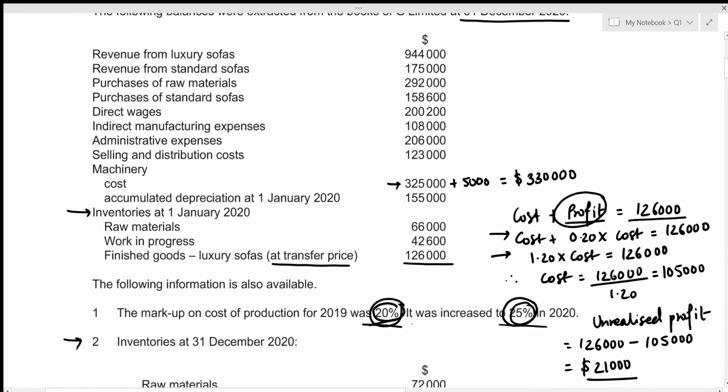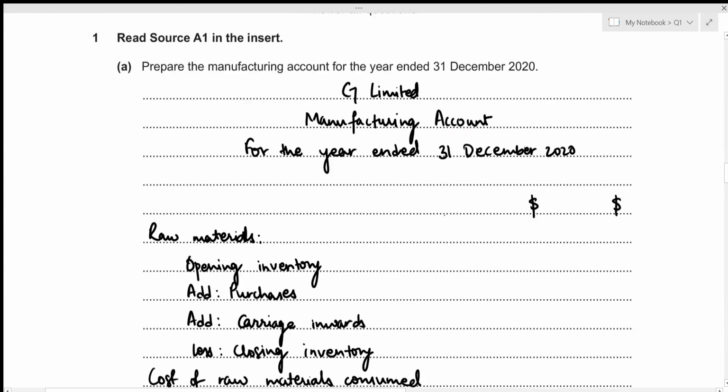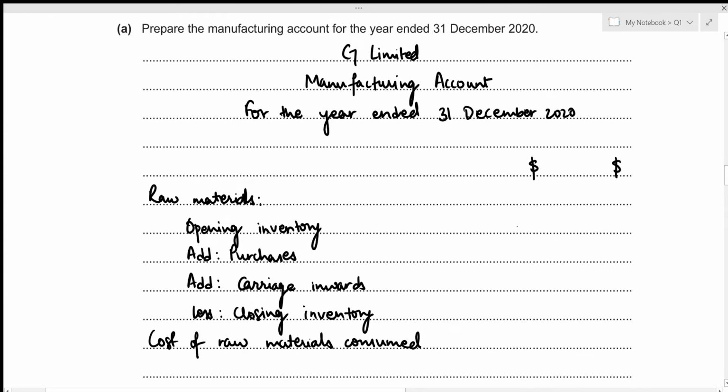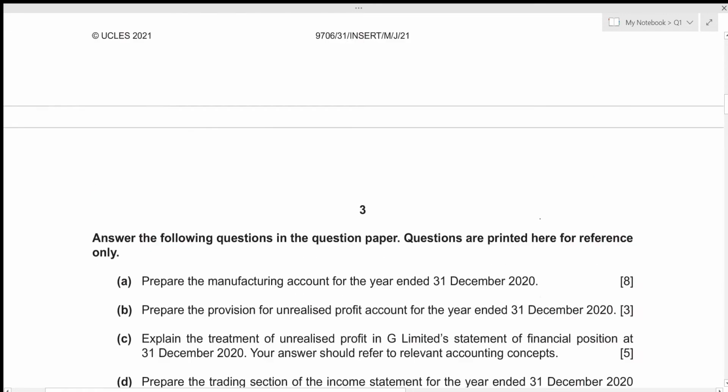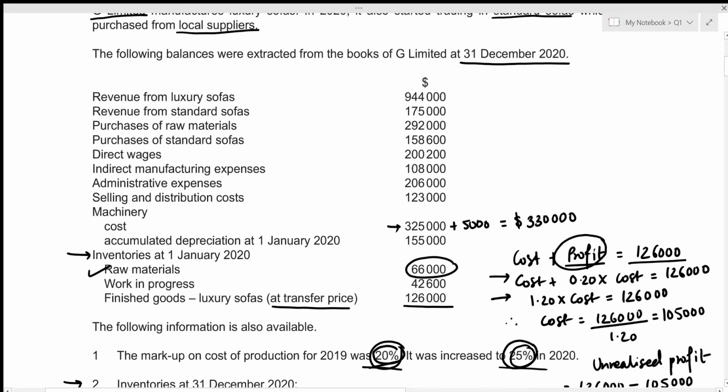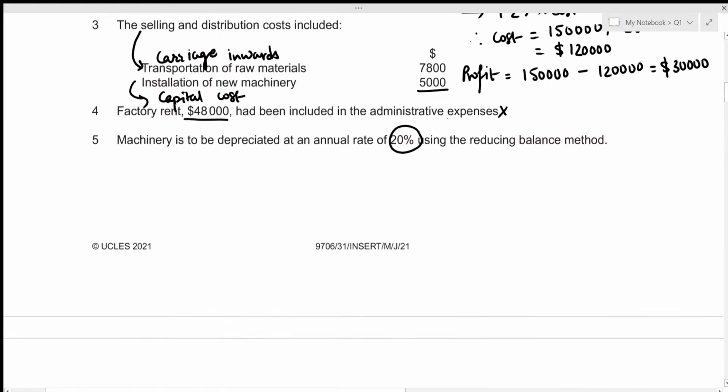Alright, so we are given the opening inventories right here, and for raw materials, it amounts to 66,000. So we need to include this in our manufacturing account. Let's do that. So opening inventory is 66,000. Let's look for purchases of raw materials. We are given purchases of raw materials right here, which amounted to 292,000. Let's include it.